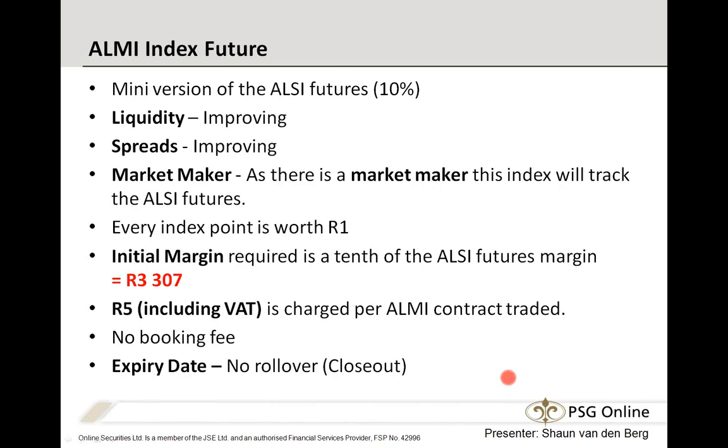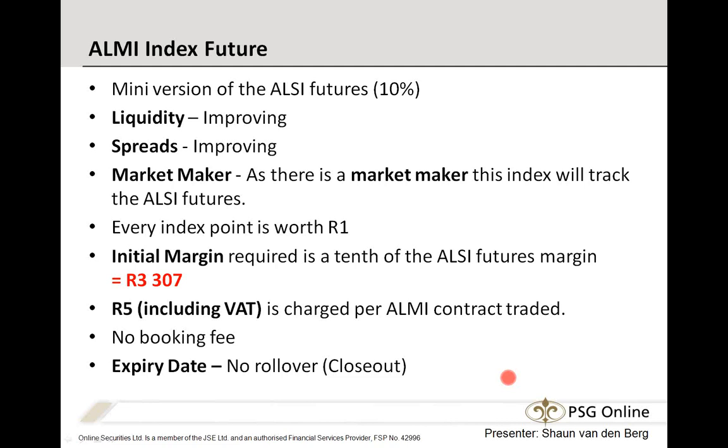The smaller version, I call this a stepping stone, is what they call the OMI. It's a mini version of the Aussie futures, where the Aussie futures gives you 100% exposure to the index. If the market's trading at 40,000 points, you have a 400,000 Rand exposure. With the mini OMI, it's 10% of the Aussie, so it's only 40,000 Rand exposure. So obviously the margin is slightly different. Liquidity is improving as more and more people get involved in the markets with OMI, as are the spreads. They used to be a bit wider, they are starting to narrow. There is a market maker in place, one of the banks, be it Macquarie or RMB, making the market to try and make those spreads a bit narrower.